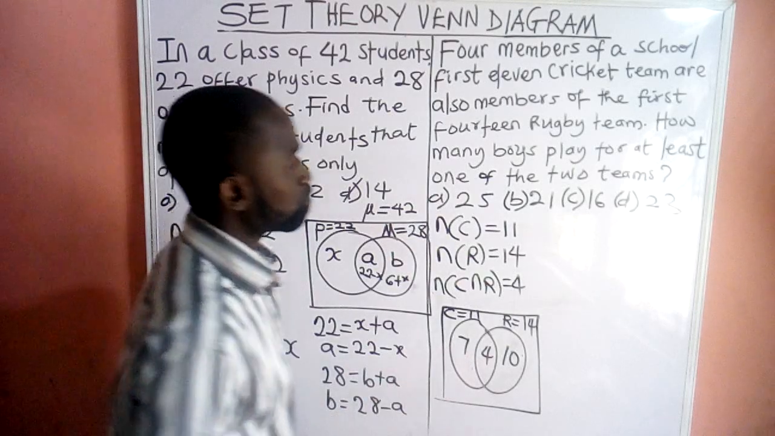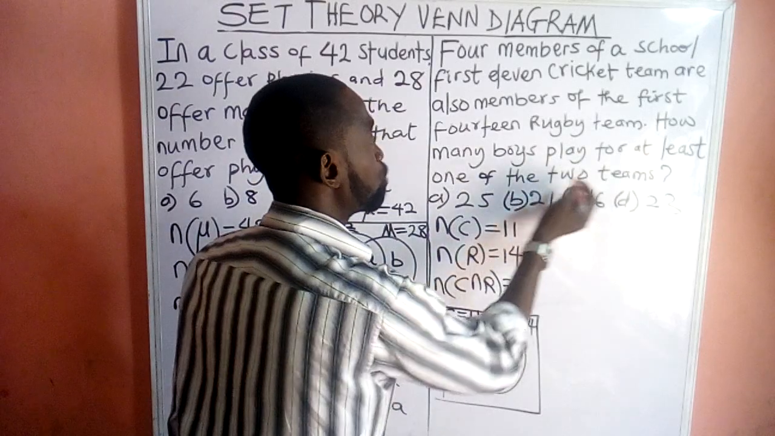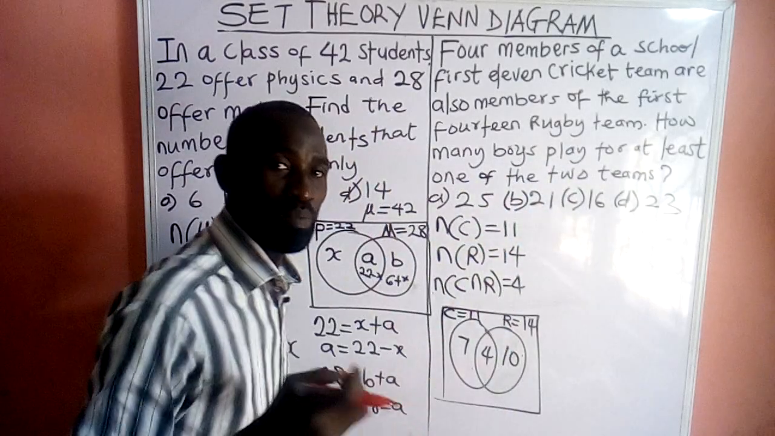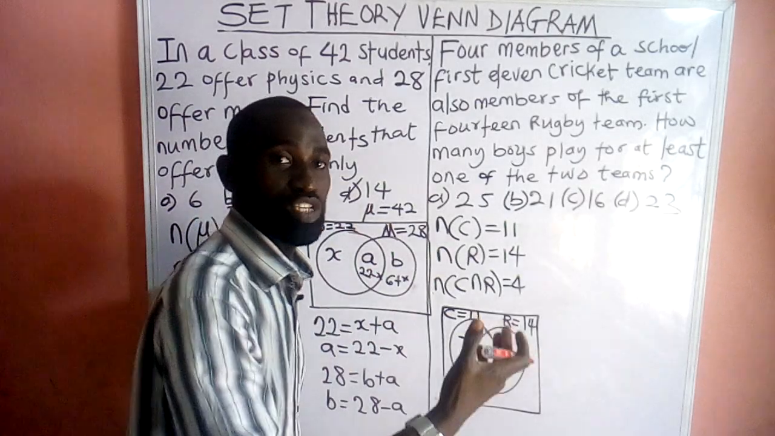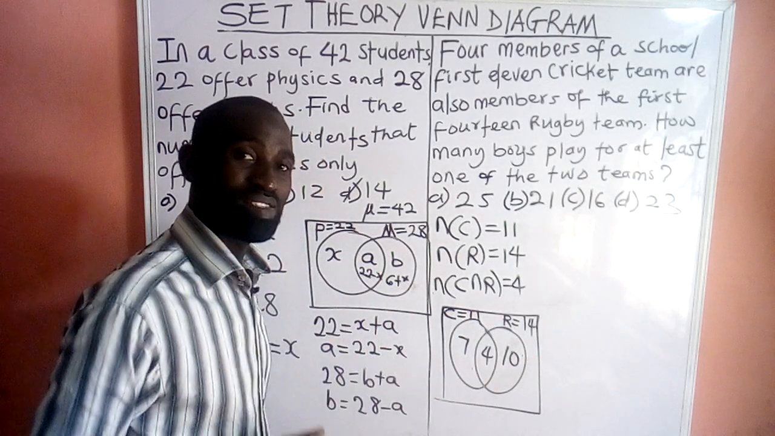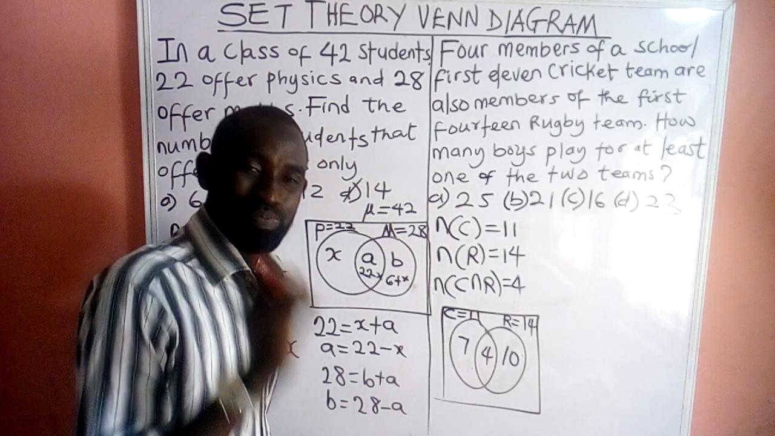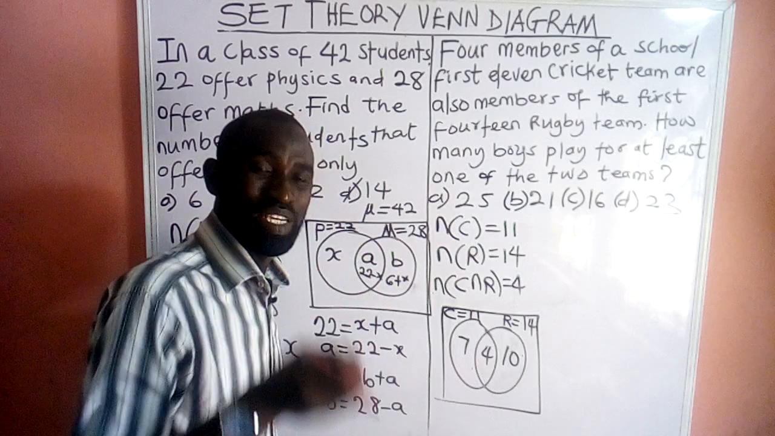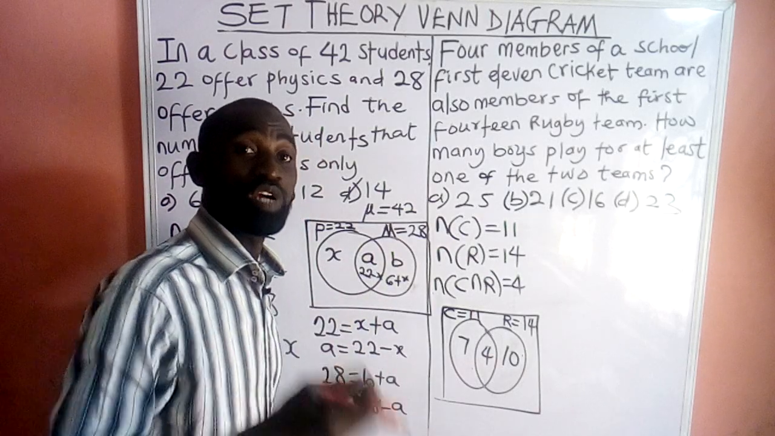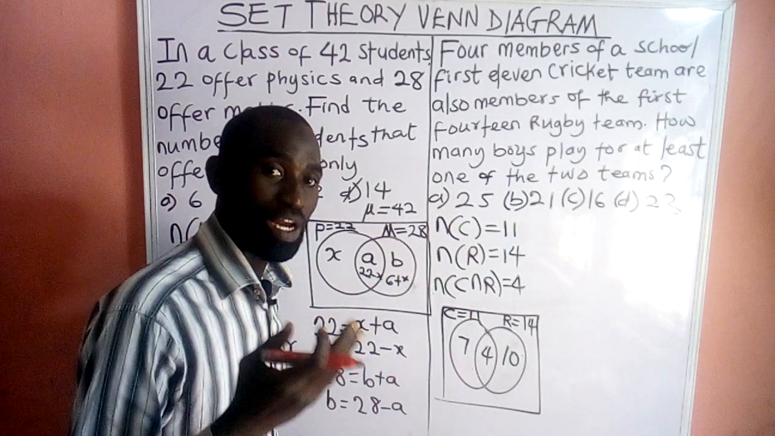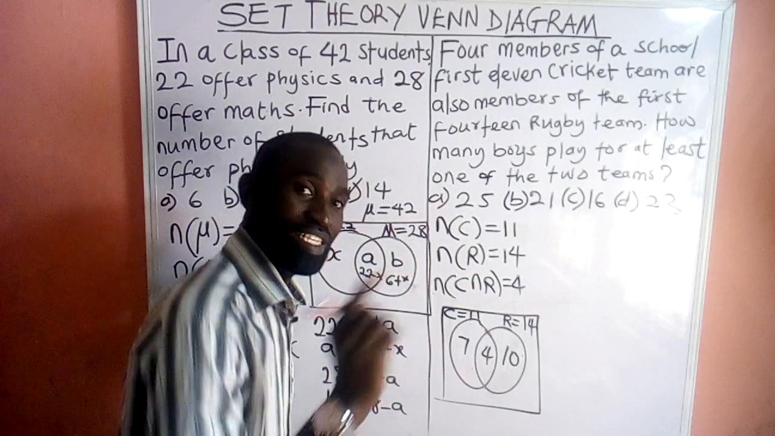Now say we should find how many boys play for at least one of the 2 teams. At least means the minimum. They always use words like this, either at least or at most. If I give you 20 naira, for example, and I say spend at least 5 naira, it means the minimum amount you spend should be 5 naira. You can spend 6 naira, you can even spend the whole 20 naira. So whenever we hear the word at least, it means from that thing upward.